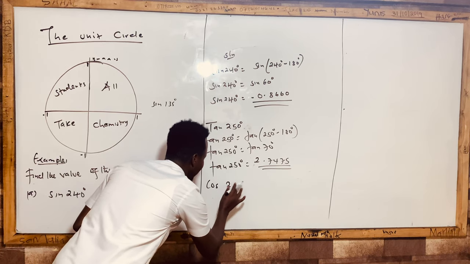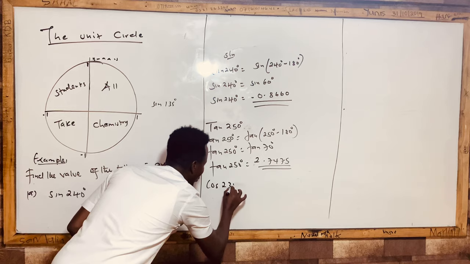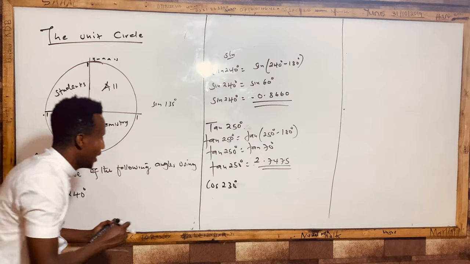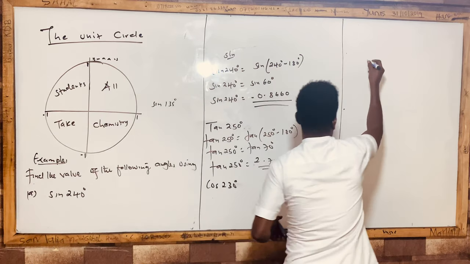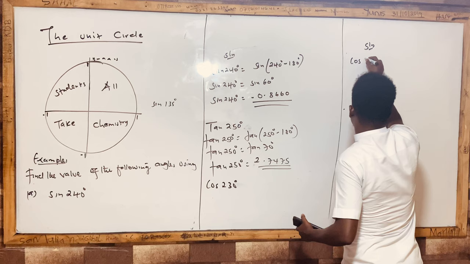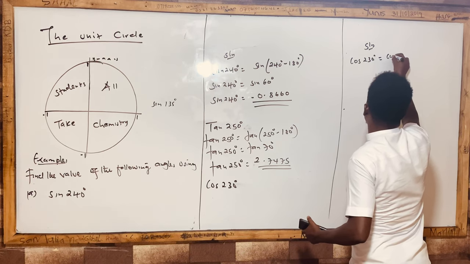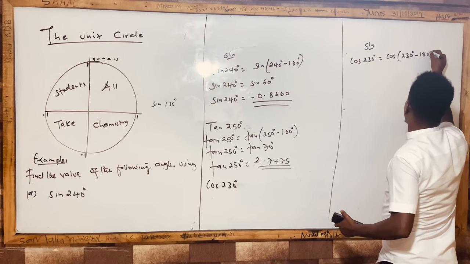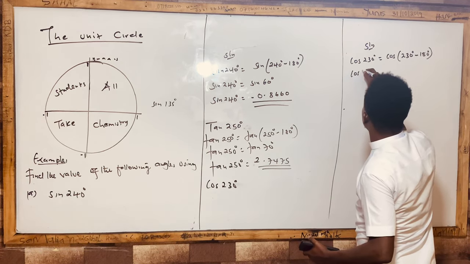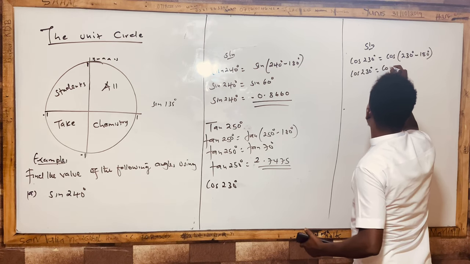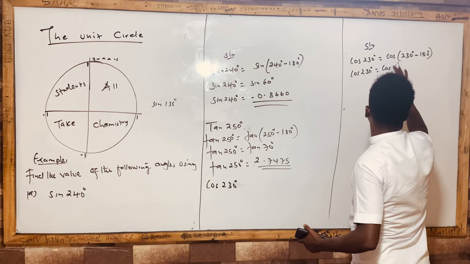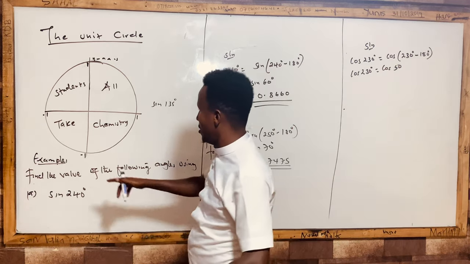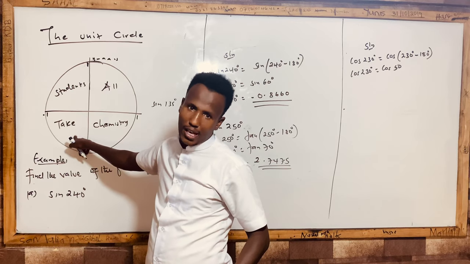Okay? What about cos? Let's see this one. Cos 230 degree. We know that this angle falls in the third quadrant. So let me say, come here, solution. Cos 230 degree is equal to cos, open the bracket, 230 degree, the angle given, minus 180 degree. So cos 230 degree is equal to cos 50, because 230 minus 180 is what? 50.